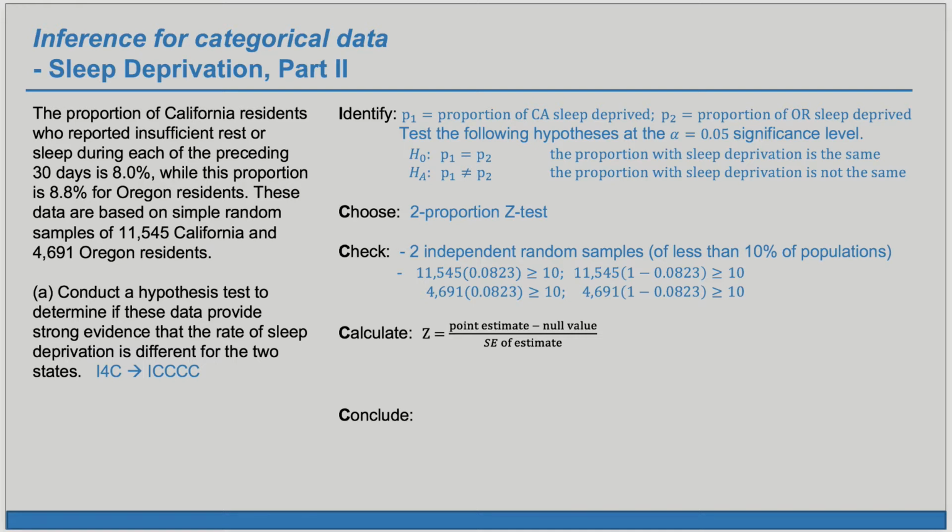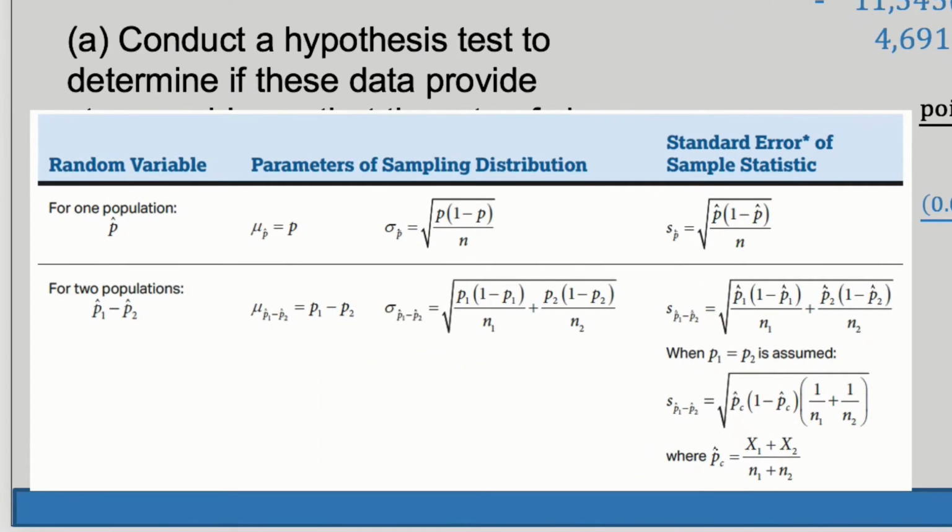Our point estimate for the difference is going to be the difference in sample proportions. And that's the 0.08 minus 0.088. Now the null difference is what we claim under the null hypothesis. And the null hypothesis says that the difference is 0. So that's the null value. And now we need the standard error of the estimate. So the standard error of p hat 1 minus p hat 2. If we're not sure what this is, we can look it up.